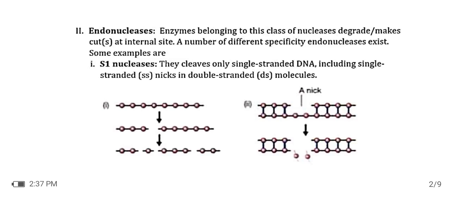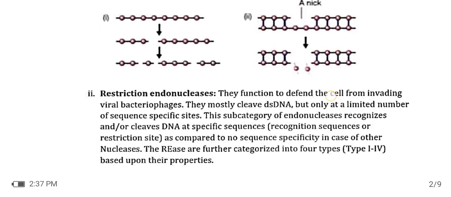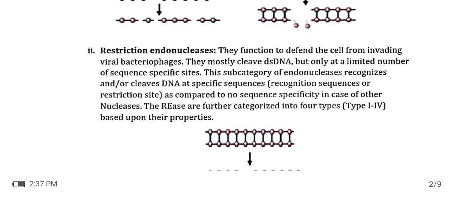Some examples are S1 nucleases. They cleave only single stranded DNA, including single stranded nicks in double stranded molecules. Then restriction endonucleases. They function to defend the cell from invading viral forces like bacteriophages. They mostly cleave dsDNA, but only at a limited number of sequence-specific sites. This subcategory of endonucleases recognizes and cleaves DNA at specific recognition sequences or restriction sites, as compared to no sequence specificity in the case of other nucleases.